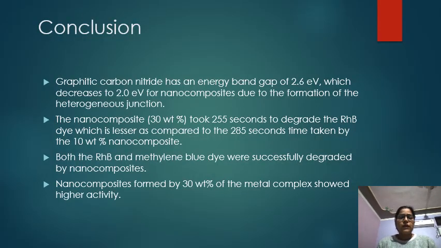Conclusion. Graphitic carbon nitride has an energy band gap of 2.6 electron volt, which decreases to 2.0 electron volt for nanocomposites due to the formation of the heterojunction. The nanocomposite 30 weight percent took 255 seconds to degrade the rhodamine B dye, which is less compared to the 285 seconds taken by the 10 weight percent nanocomposite. Both the rhodamine B and methylene blue dyes were successfully degraded by nanocomposites. The nanocomposite formed with 30 weight percent of the metal complex showed higher activity.